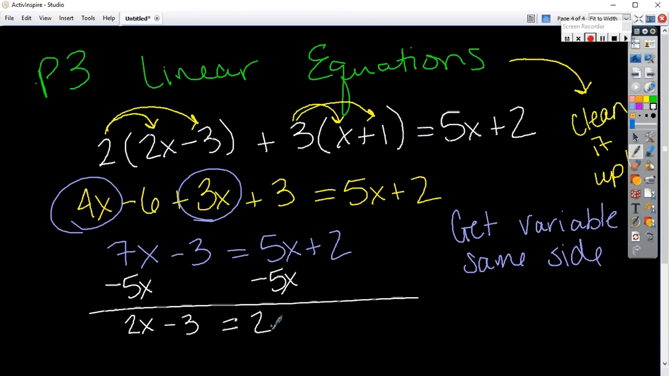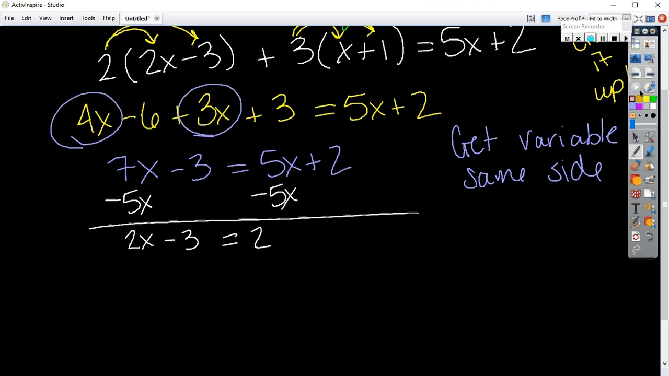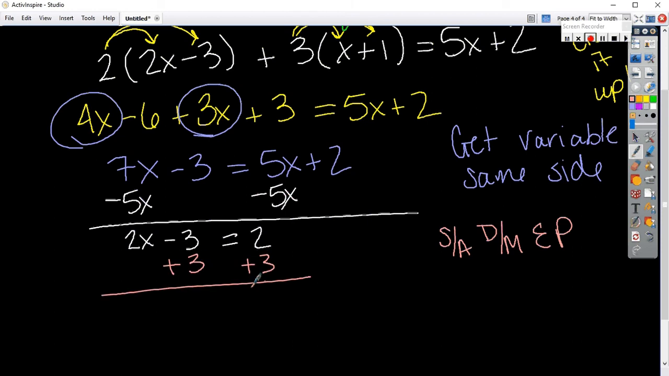Now what do we do? We can add 3. Now we get to the part where we can do backwards order of operations. So we SAD MAP until we get x by itself. Any addition or subtraction we take care of first, and you say we add 3, and that's exactly right. We add 3 to both sides. You get 2x equals 5, and now what? Divide by 2. Am I struggling with equations? I don't want to go too fast if anybody struggles with those.